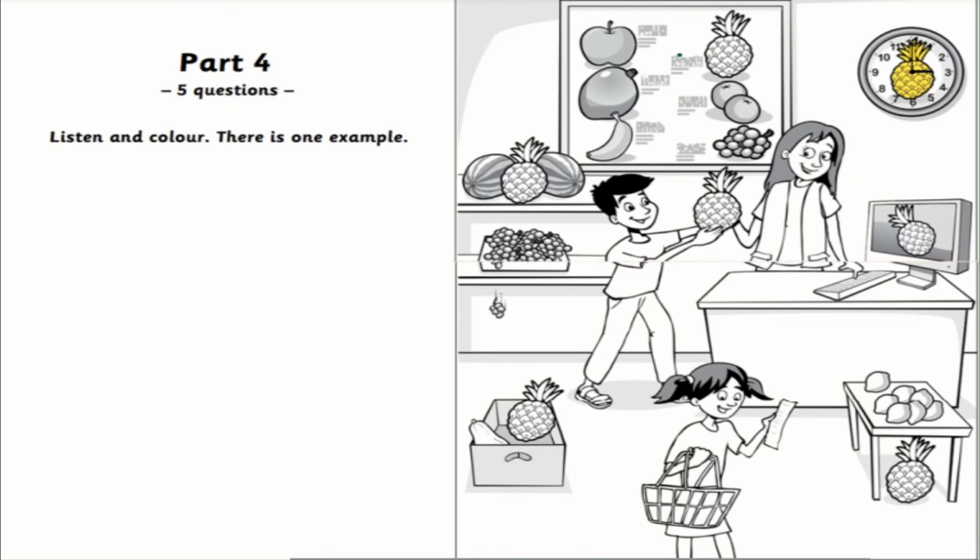There's a lot of fruit in this picture. Is it a shop? Yes, it is. Can you see the pineapple on the clock? The pineapple on the clock? Oh, yes. Can I color it yellow, please? Yes, you can. Can you see the yellow pineapple? This is an example. Now you listen and colour.